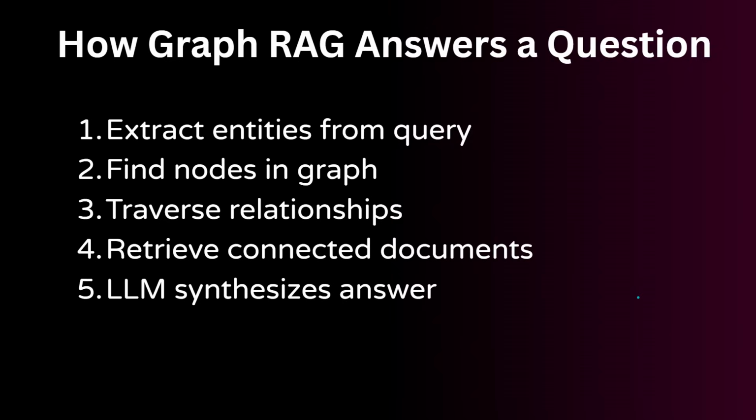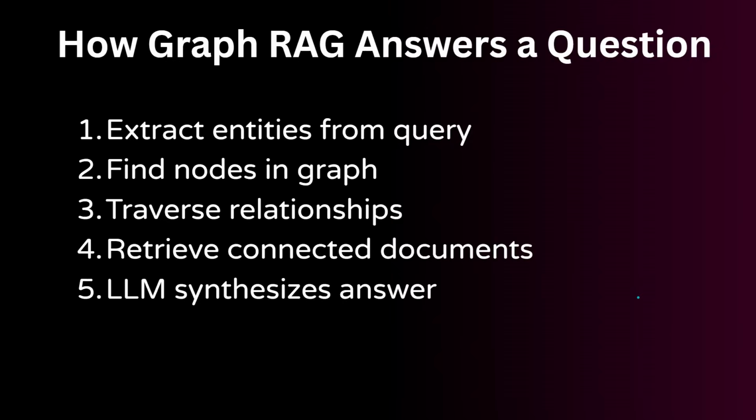In step 3, we traverse relationships. The graph is now navigated along edges, connecting nodes to gather all relevant related entities and dependencies. This ensures that the model understands how these entities interact and what rules or relationships apply. In step 4, we retrieve connected documents. For each node and relationship found, the system fetches the relevant text from the vector database. This adds semantic depth to the structural information.